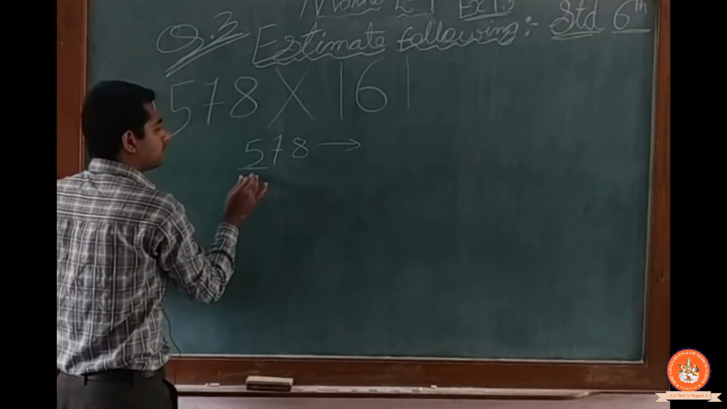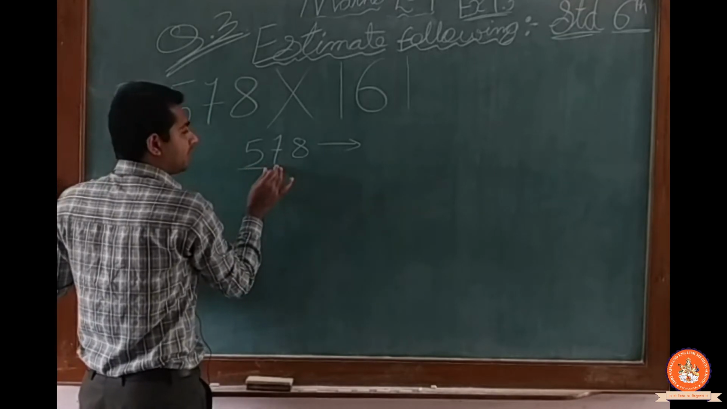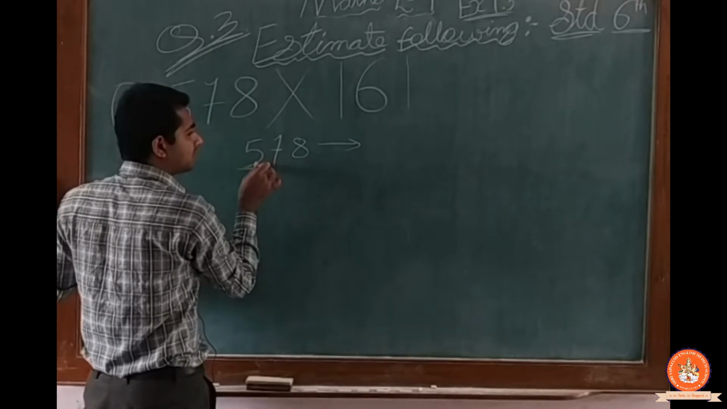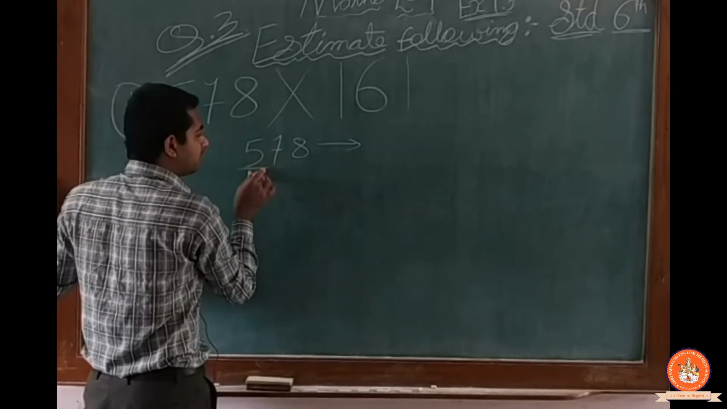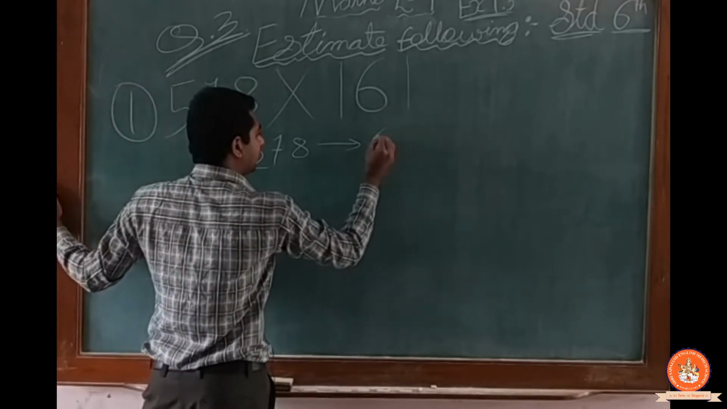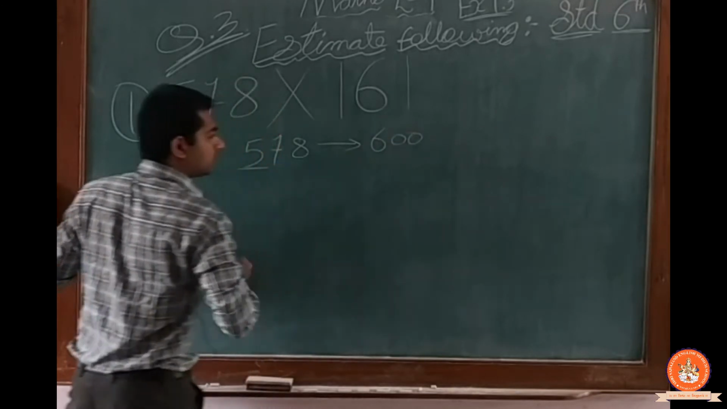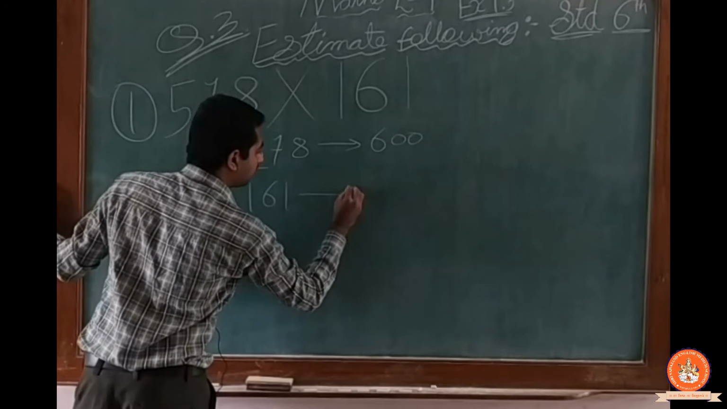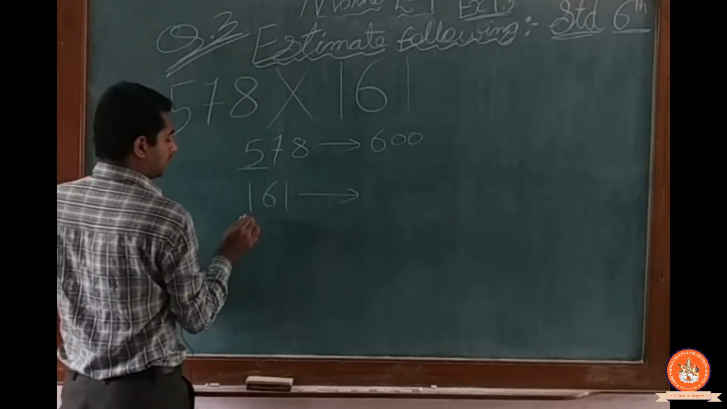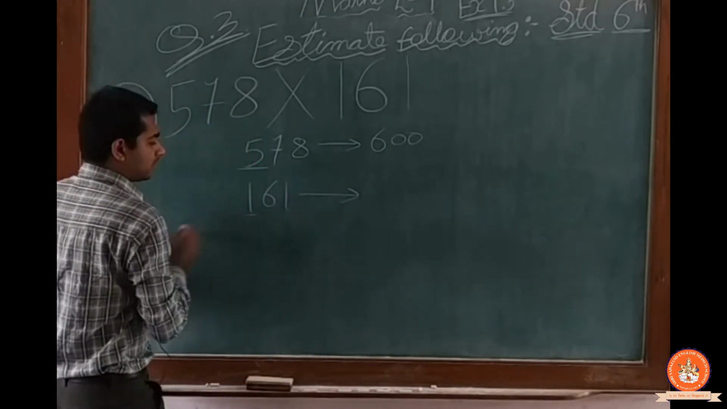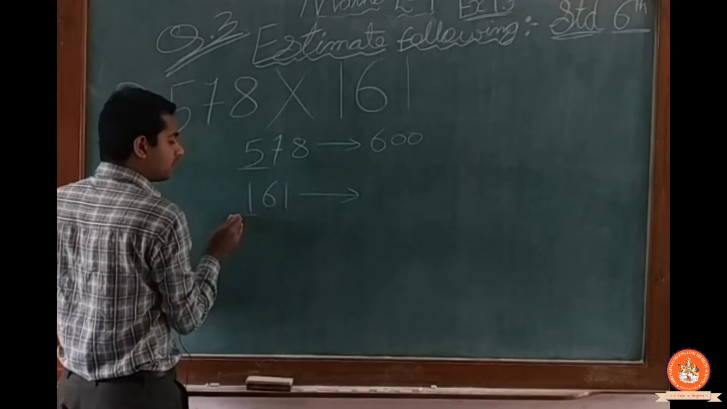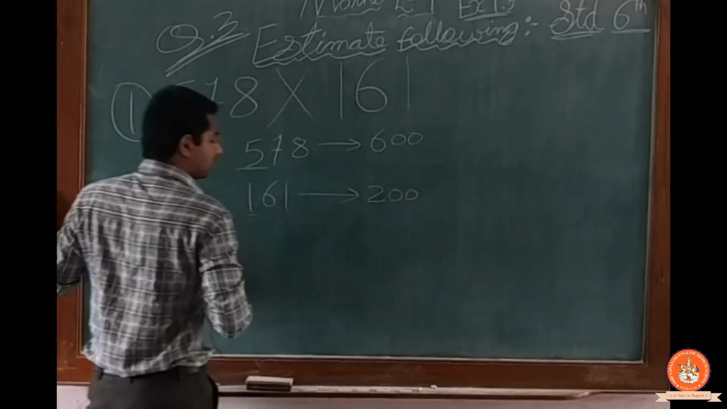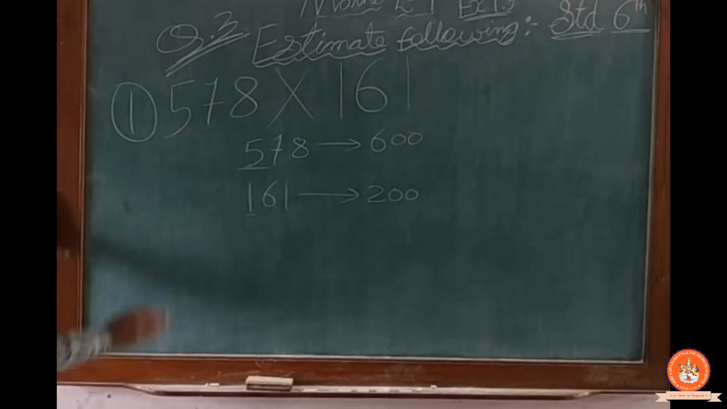Okay, so behind 5 there is 7, so plus 1 is added to 5 because 7 is greater than 5. Okay, so it becomes 6. Another terms will be 0 0. Now 161, rounding of 161, now we have to round off 1. Okay, so 1 का round off करेंगे तो क्या होगा? We will get 200 because 6 is greater than 5, so plus 1 we have to add.